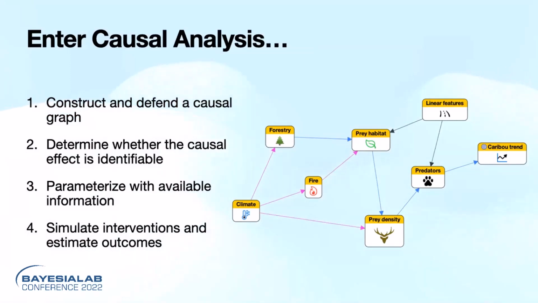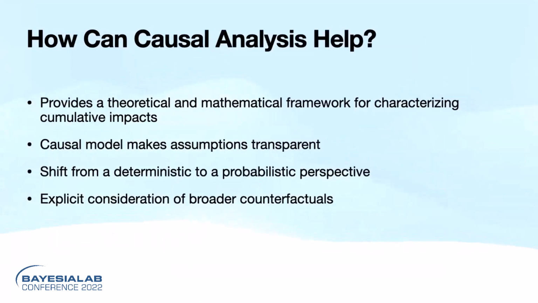And this is a quick example of a causal model for the caribou system in Western Canada that I've spent much of my time thinking about and which I've, of course, presented on during several past conferences. And the question is, how could causal analysis help? I think there's a few things in which we could make some gains here. We could first provide a theoretical and mathematical framework for actually estimating the types of cumulative effects that may be happening. And I think that's a good calculus around that.